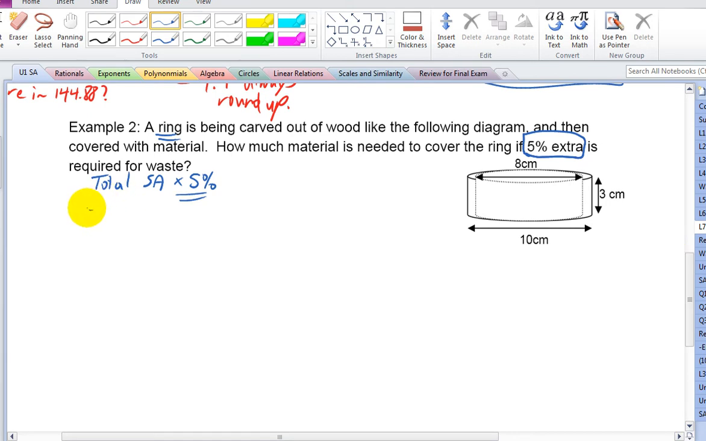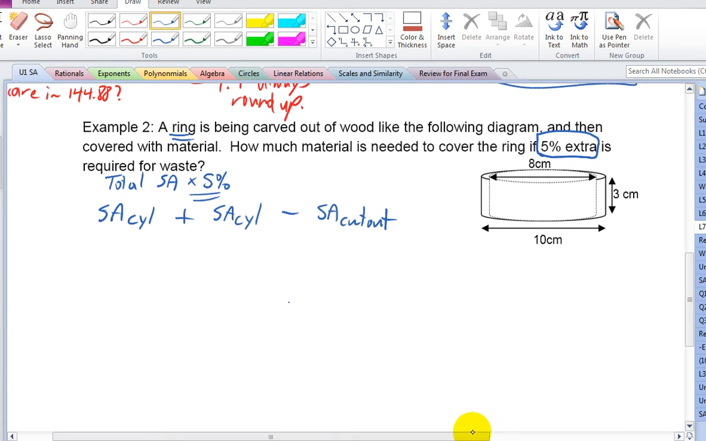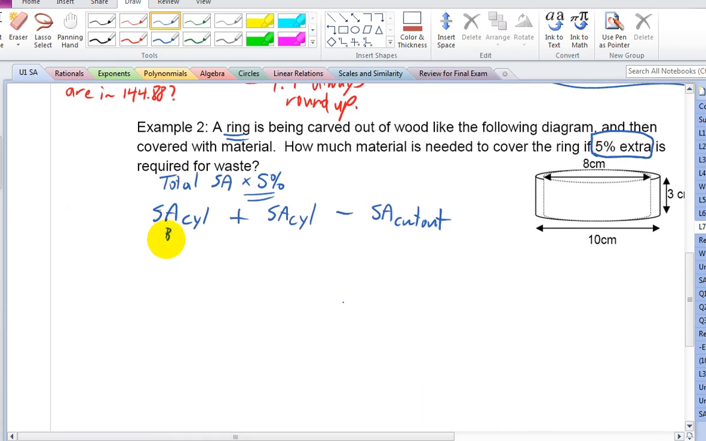But what we looked at yesterday was find the surface area of one cylinder, find the surface area of the other cylinder, add those up, and then subtract the area that's cut out. Okay. So, go for it. I'm going to start with the big cylinder, and then I'll do the small cylinder. Okay.